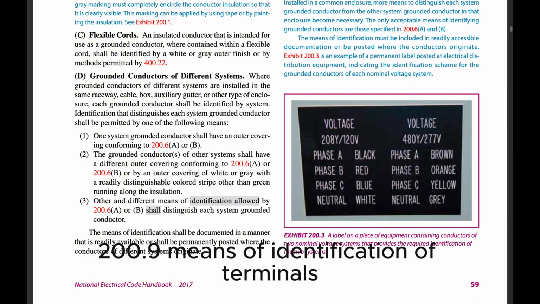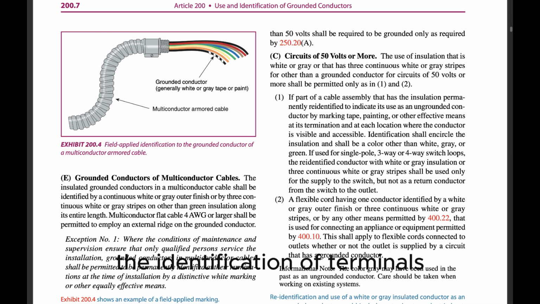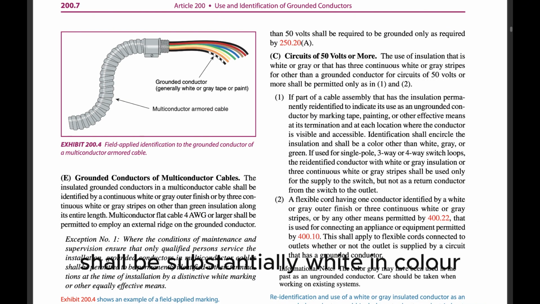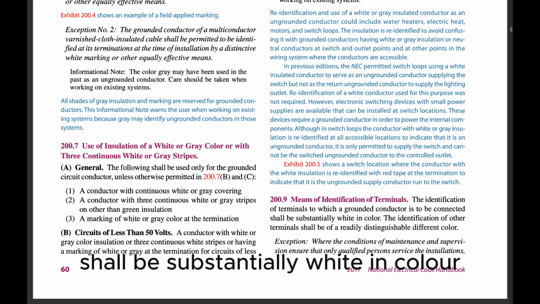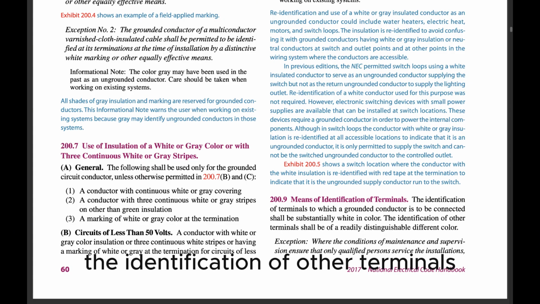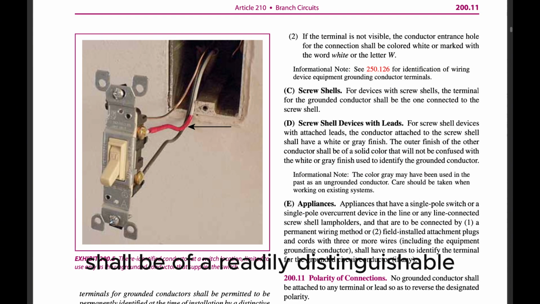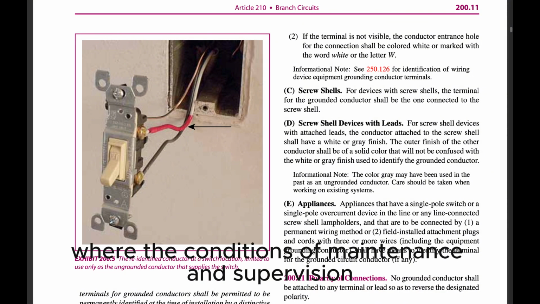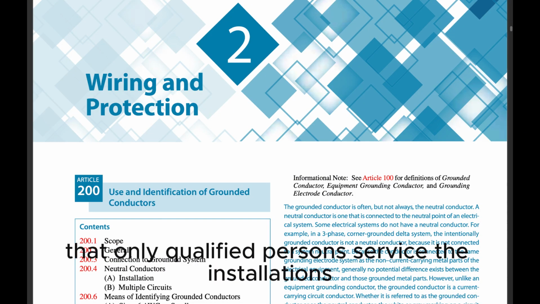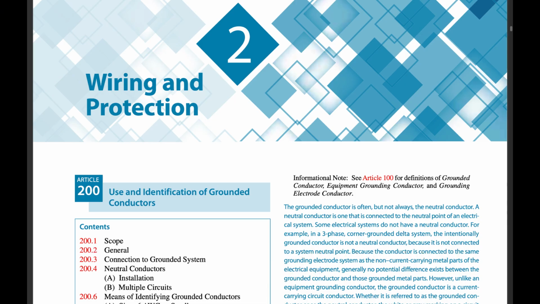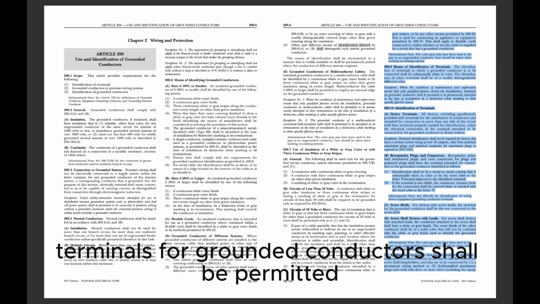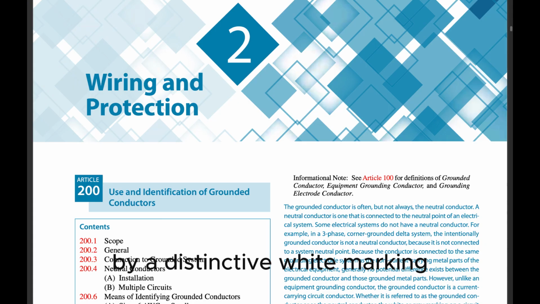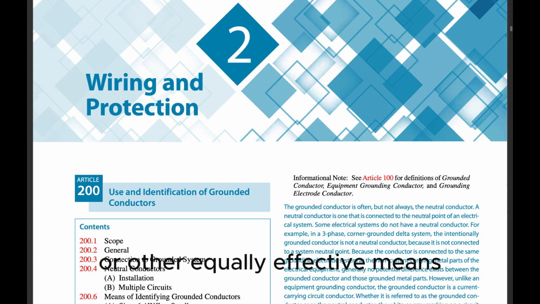200.9 Means of identification of terminals. The identification of terminals to which a grounded conductor is to be connected shall be substantially white in color. The identification of other terminals shall be of a readily distinguishable different color. Exception: where the conditions of maintenance and supervision ensure that only qualified persons service the installations, terminals for grounded conductors shall be permitted to be permanently identified at the time of installation by a distinctive white marking or other equally effective means.